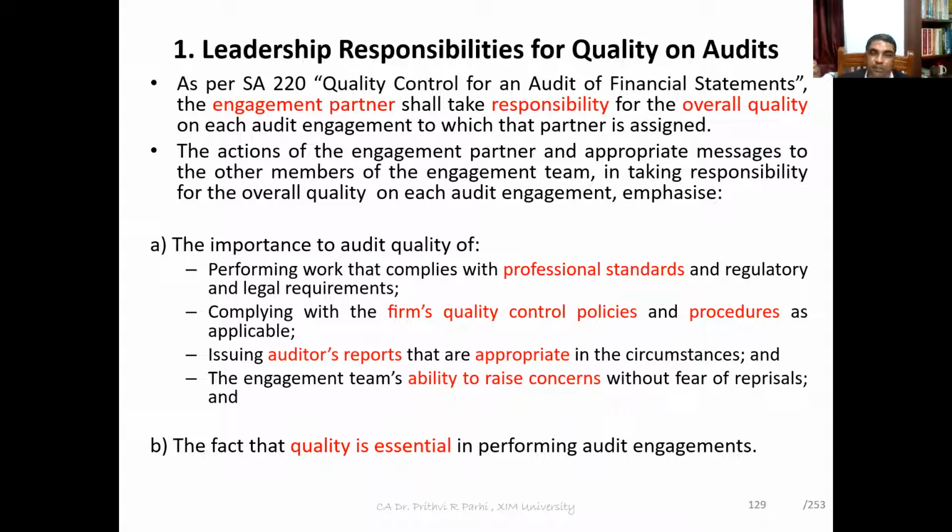And the engagement team's ability to raise concerns without fear of reprisals. The engagement team should be able to raise their concerns without any fear. If the team engaged in the audit finds some irregularity, discrepancy, or some material error or fraud, they should be able to raise that issue without fear, so that the engagement partner can consider that issue and decide which kind of report will be appropriate. So in essence, maintaining quality is essential in auditing, and that will be possible when these professional standards are followed and firms have their own quality control system, policies and procedures.